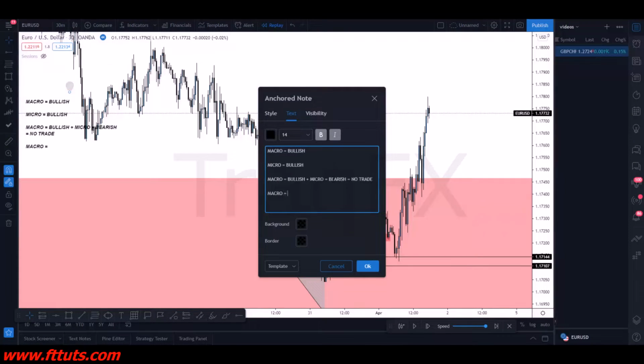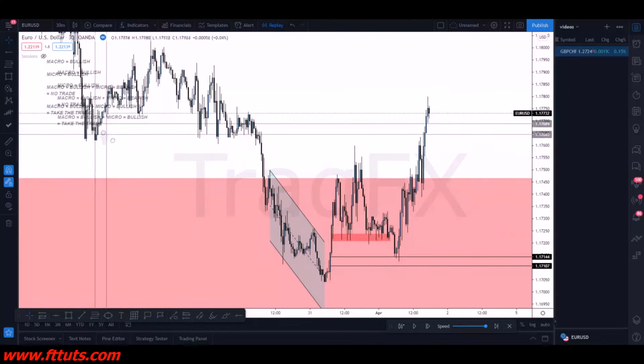Macro equals bullish, plus micro equals bullish. Let's write that down, my bad. Macro bullish plus micro equals bullish equals take the trade. Take the trade. So structure is basically everything.